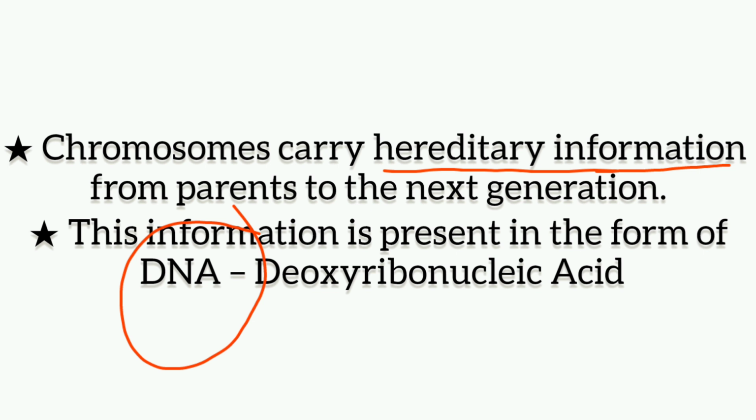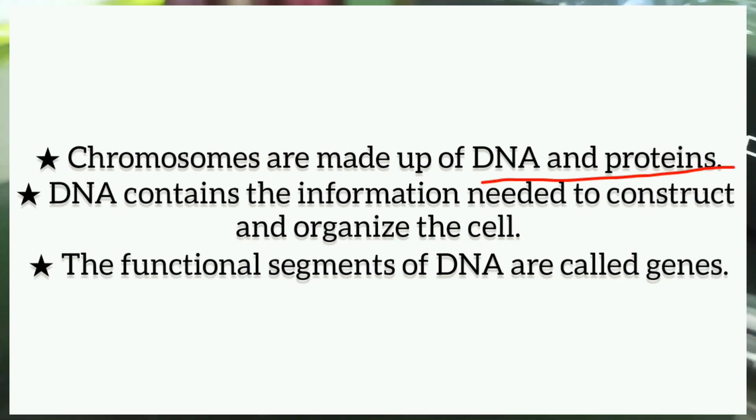DNA is a type of nucleic acid, and it is called deoxyribonucleic acid. There are two types of nucleic acids, DNA and RNA. RNA is ribonucleic acid and DNA is deoxyribonucleic acid. And these chromosomes are made up of DNA and protein, and this DNA contains the information needed to construct and organize the cell, and the functional units or the functional segments of DNA are called genes.